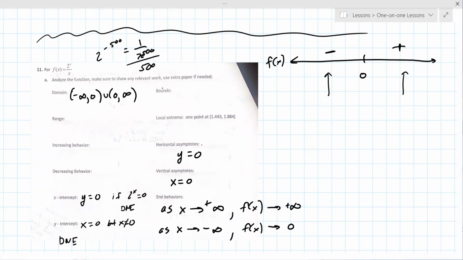I think just like upper and lower bounds, or wait, let me see. Yeah, I don't know what this meant by that, but we can get back to that. So here, if we are drawing a sketch, we now have this local extrema at 1.443, comma 1.884.